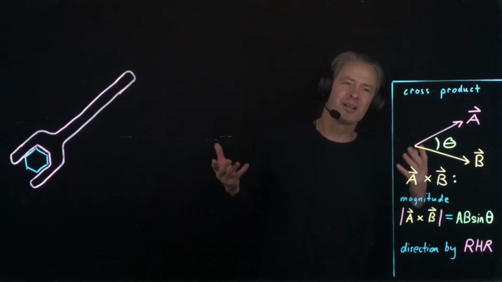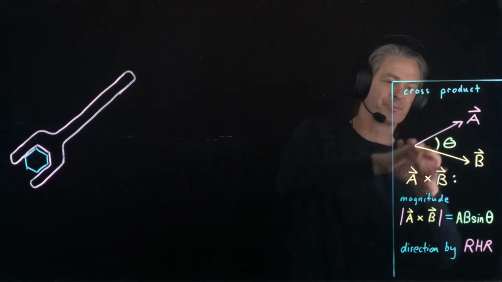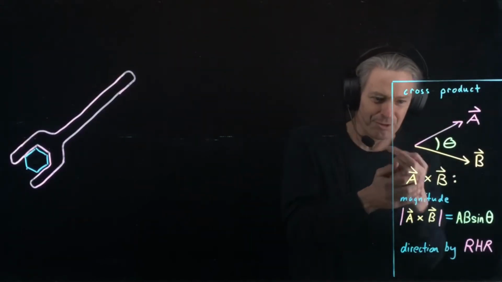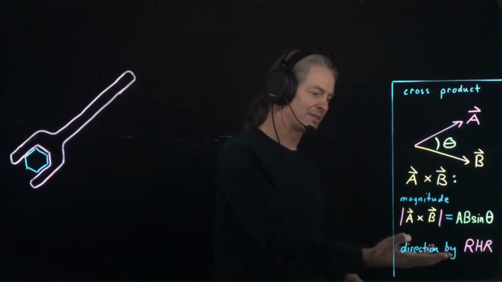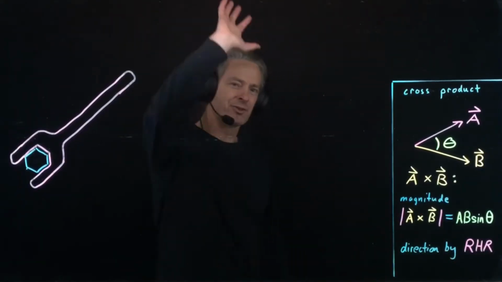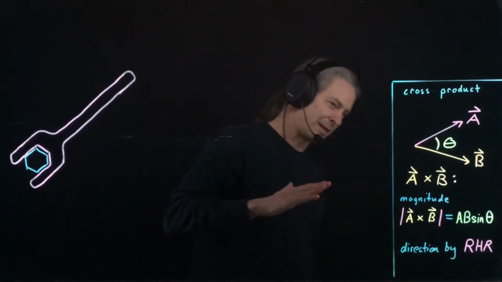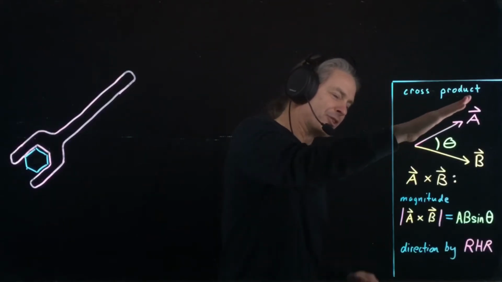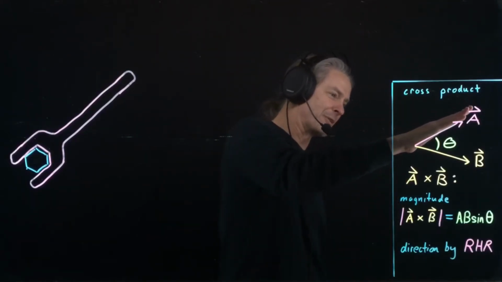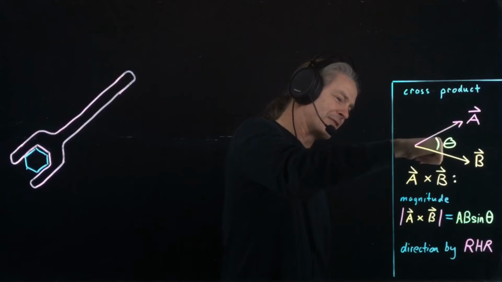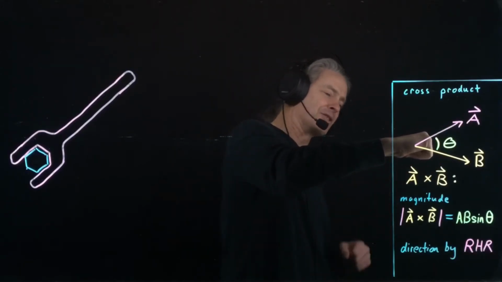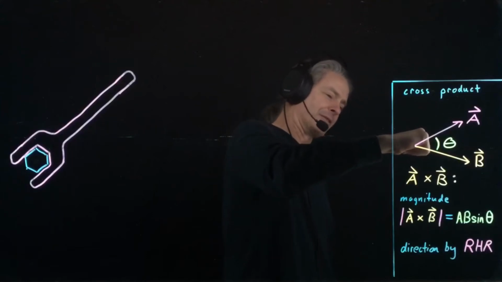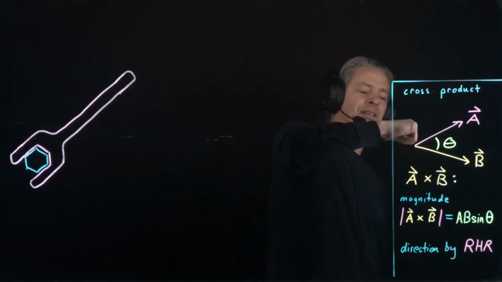There's only two possible directions perpendicular to this plane. That's out toward you and in toward me. Which one do I take? Well, that's the job of the right-hand rule. So I take the fingers of my right hand and put them in the direction of the first vector in the cross product, curl them into the direction of the second vector in the cross product, and my thumb points in the direction of the appropriate perpendicular direction, which in this case is in toward me.